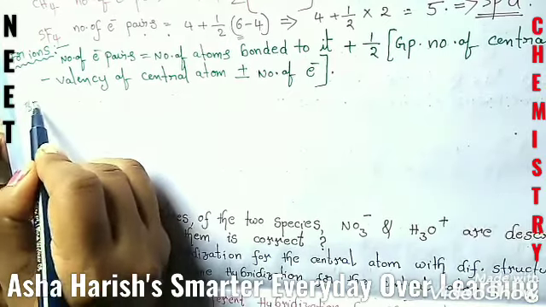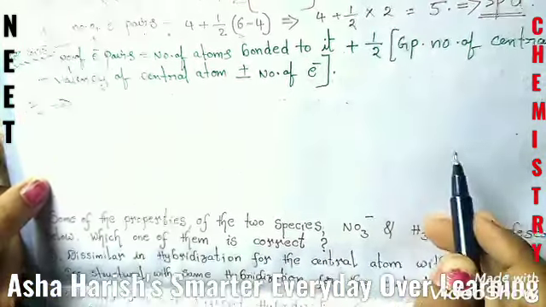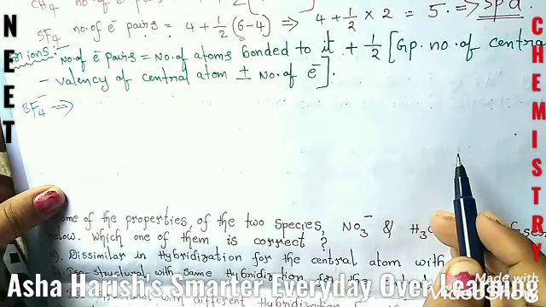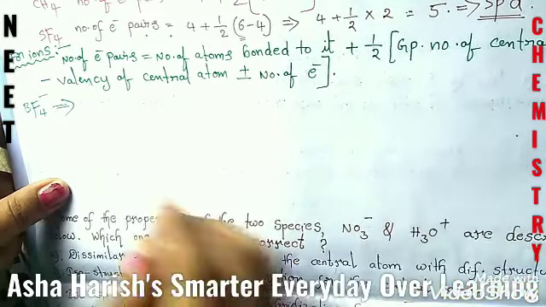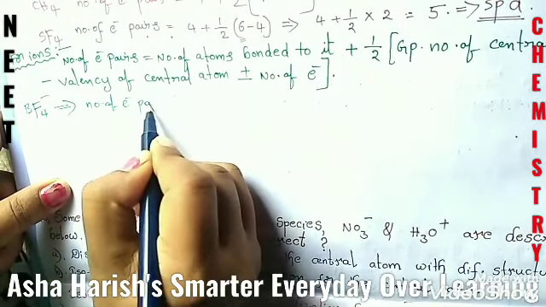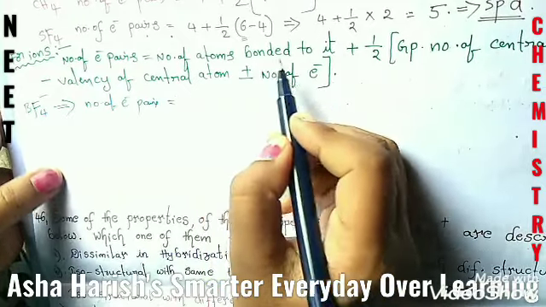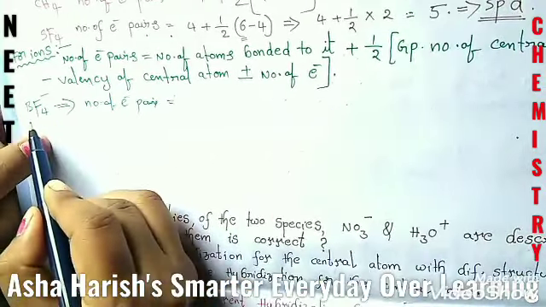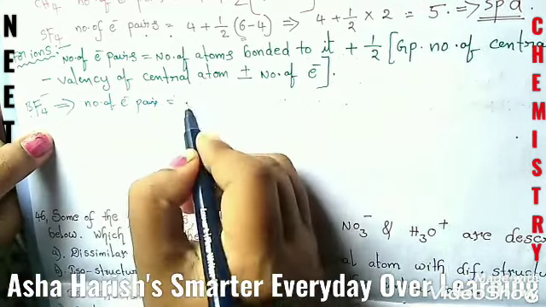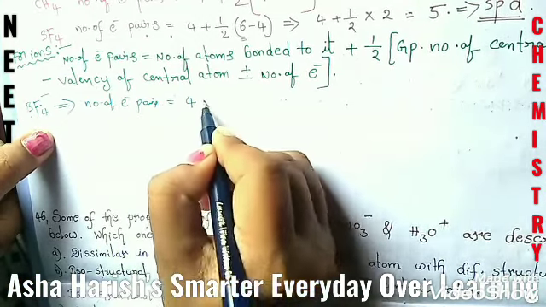What we have here is BF4 minus. For BF4 minus, we need to find the number of electron pairs. Here the number of electron pairs is equal to the number of atoms bonded to it. Boron is the central atom, and here 4 atoms are bonded to the boron, right?